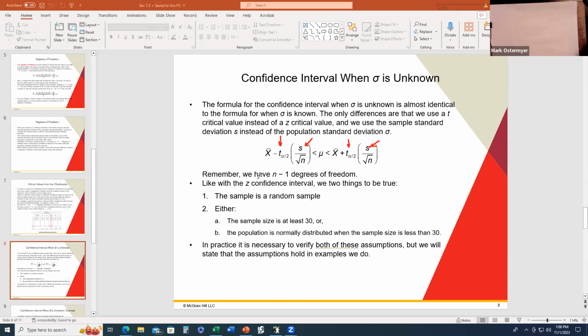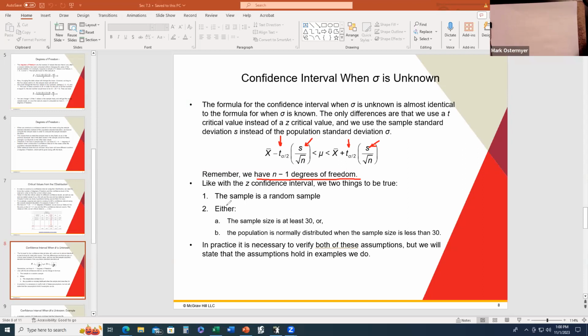And we also have this concept of n-1 degrees of freedom. You'll need to know that to find your critical t values, either using your inverse t function or using the table in Appendix A-5. All right.